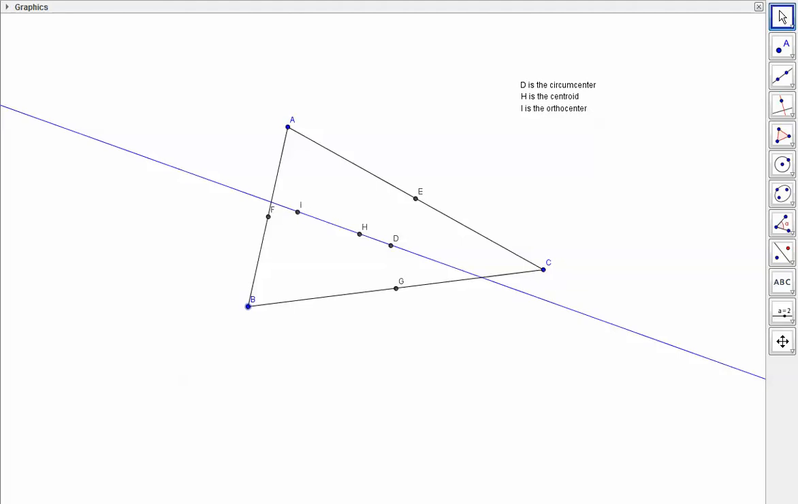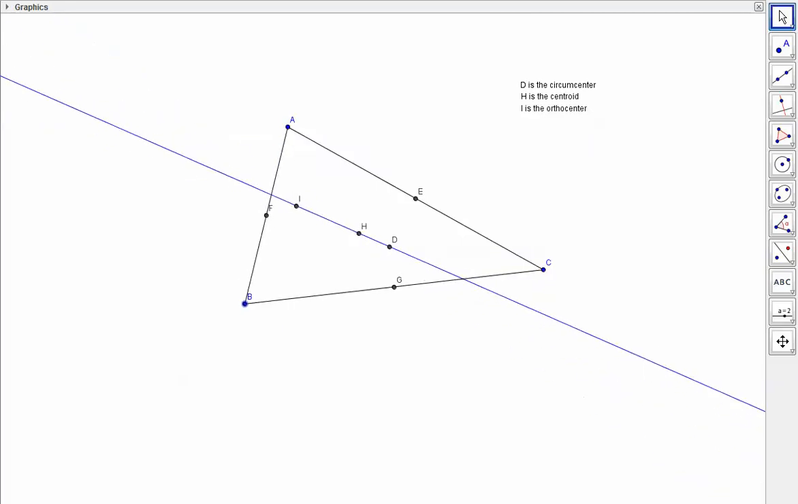Now it goes a little further to discuss something called the 9-point circle. The 9-point circle has different varieties, different names, depending on who you think brought it up and various other details.